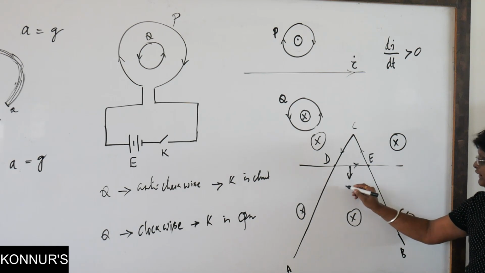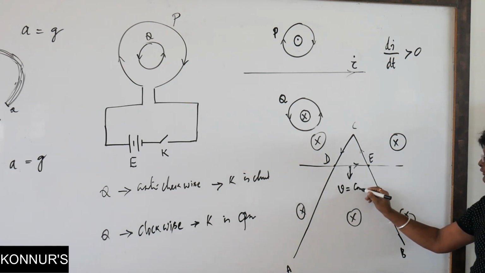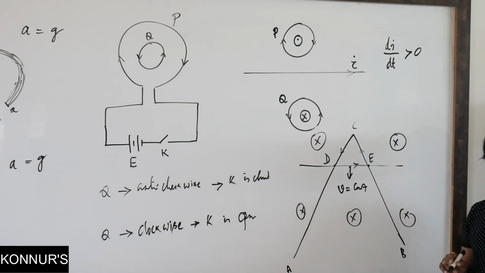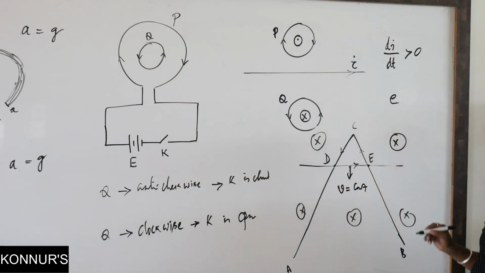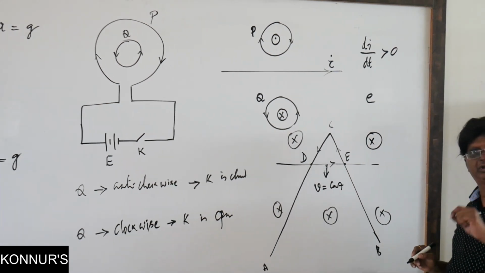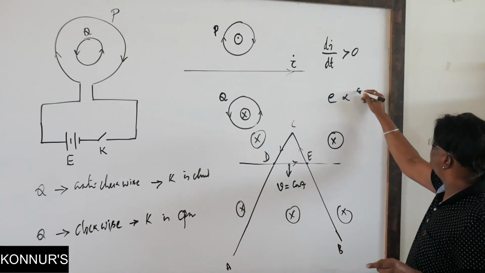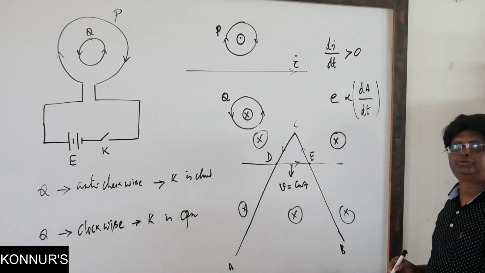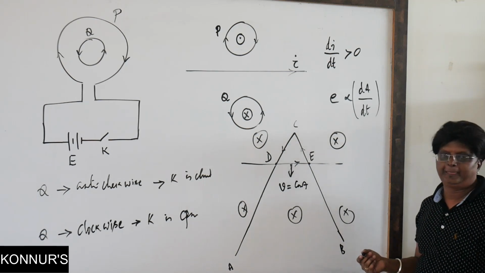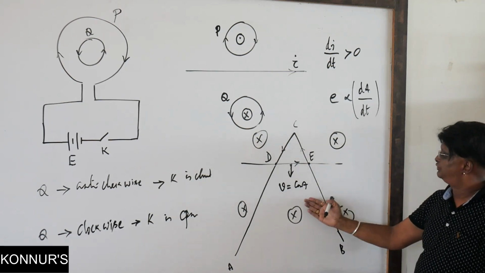This wire is sliding with a constant velocity. In such a case, what happens? When we are writing E, due to the change of area you are getting it, right? Therefore, we have seen already dA by dt. E is proportional to dA by dt. Now this principle is to be used here.